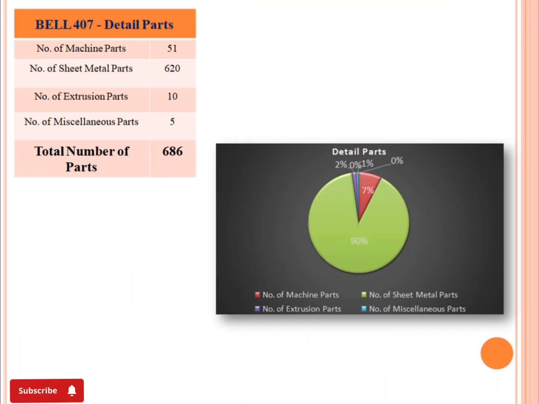And overall, looking at percentages, sheet metal parts used are 90%, machine parts used are 7%, extrusion parts used are 0, and 2% are miscellaneous parts. Here, the number of machine parts is 51, sheet metal parts 620, extrusion parts 10, and miscellaneous parts 5. So the overall total number of parts used for carrying out the assembly operation is 686.